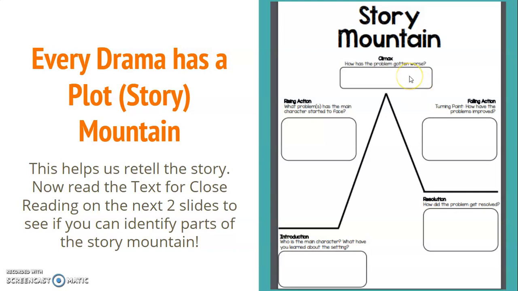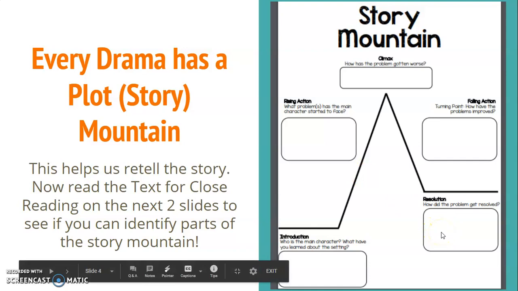Now, after the climax happens, that story has to start trying to wrap up, and they call that the falling action. And that is talking about how that problem improves. So the character's trying to fix that problem. Maybe they're coming up with a solution on how to beat that villain, and they finally figured out a way to get better. And at the end, what we have is called the resolution, or how the problem gets resolved.